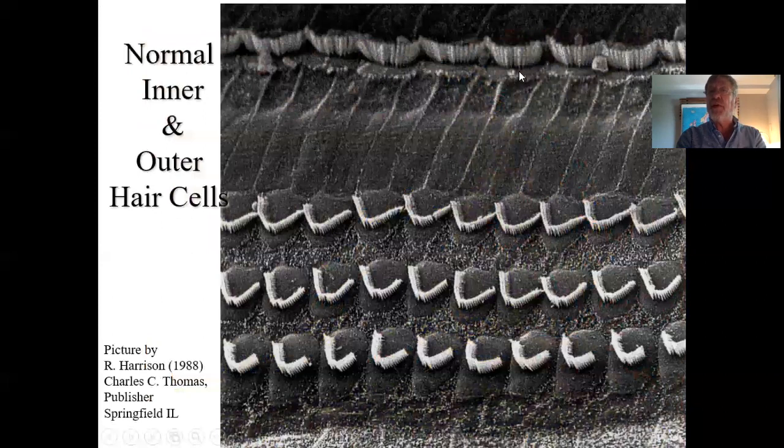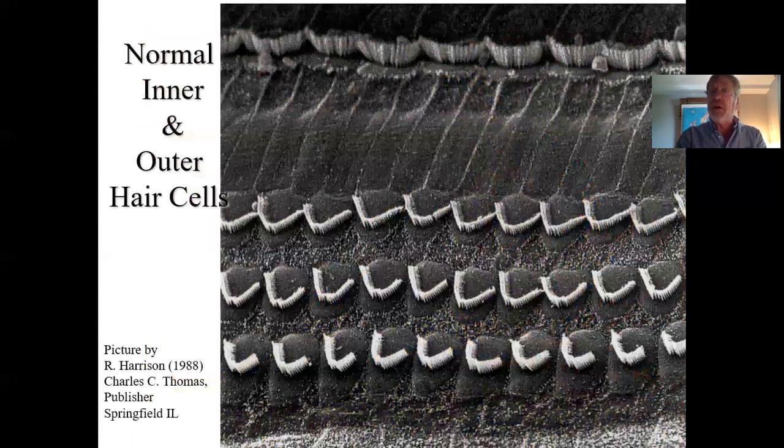Inner hair cells have about 50 hairs on top of each cell. Here's one cell. Here's another cell. Here's another cell. Outer hair cells, here's one cell. Here's another one. Here's another one. And outer hair cells have about 100 stereocilia on the top of each cell. Inners have about 50 stereocilia on the top of each cell.